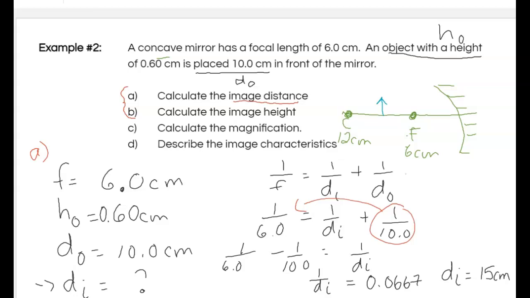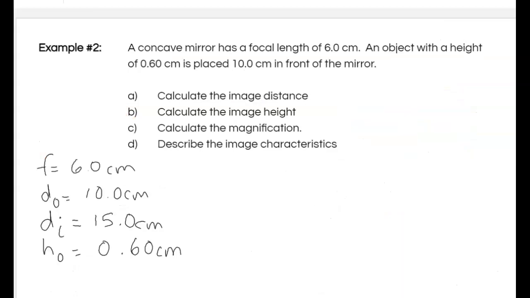What I want to do next is take up your solution to part B. I've written out all of our known values now, and in fact I've included in our list of knowns that di, that image distance that we figured out from part A. So now we're ready to go on and look at solving for part B of this problem, which is to calculate image height, or HI. I'm going to write that over here in our list as my required to find.